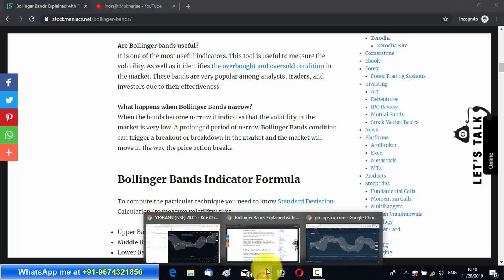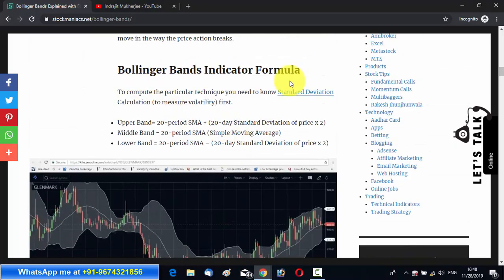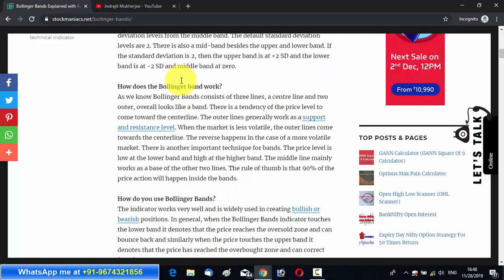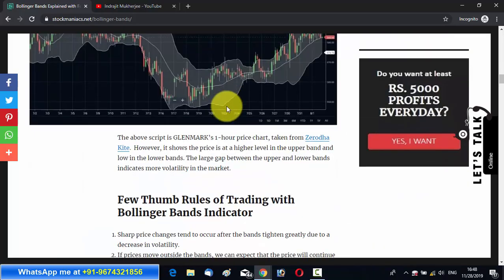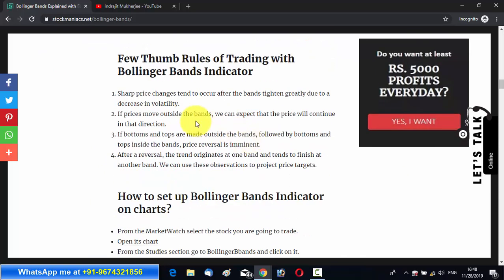So that is how you can use the Bollinger Bands. So we have already discussed the formula, the basic facts of Bollinger Band. Now let us see a few thumb rules of trading with the Bollinger Bands.